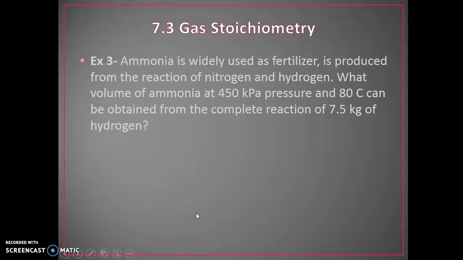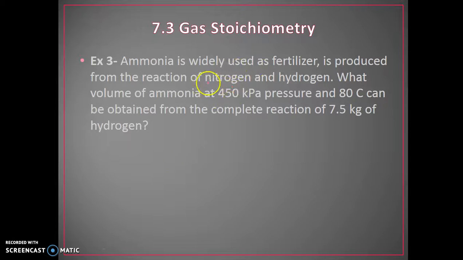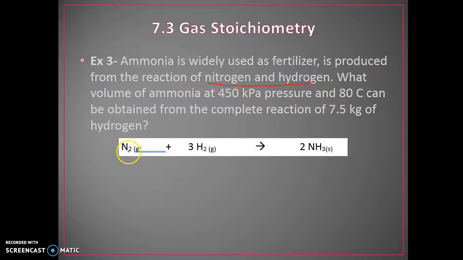Okay, so the question says ammonia is widely used as a fertilizer. It is produced from the reaction of nitrogen and hydrogen. So that gives me the reaction that nitrogen, which is diatomic, is a gas, reacts with hydrogen, also diatomic, which is a gas, produces ammonia fertilizer. Balance that out. 2 ammonias, 2 ammonias, 6 hydrogen, that's balanced.